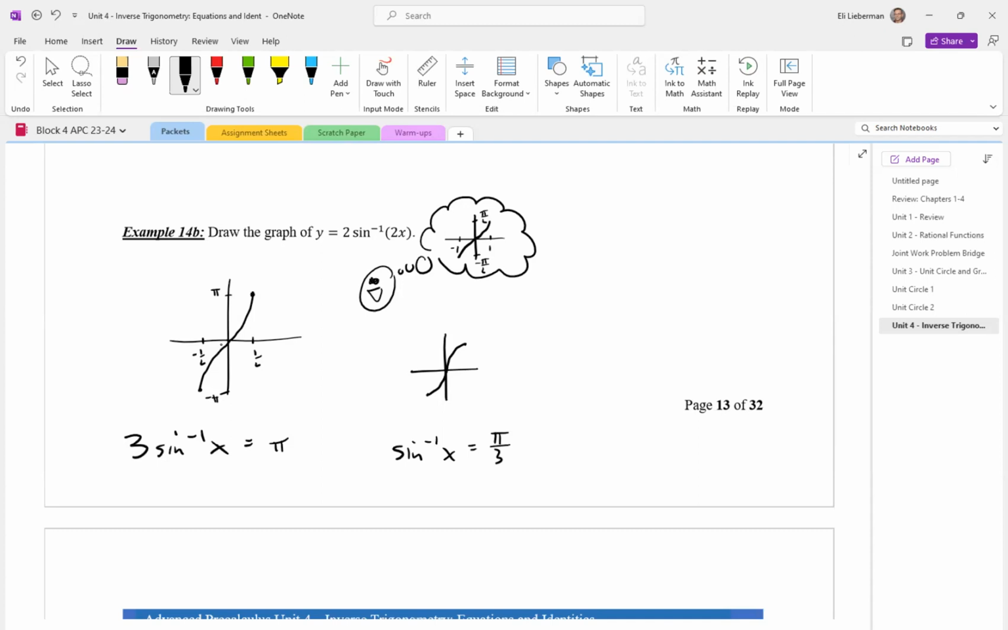The other way: we take the sine of both sides. The sine and sine inverse cancel each other out as long as there are no domain issues. So we get sine of pi over 3. Am I done with the question here? No. We know what sine of pi over 3 is, so let's finish it. Sine of pi over 3 is root 3 over 2. Whichever way you want to think about it, it should get you to that answer.